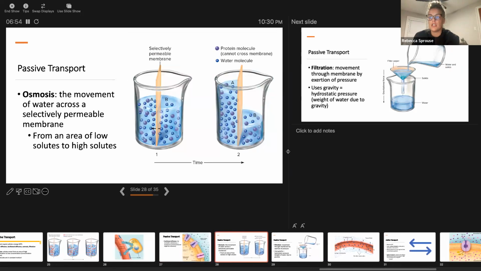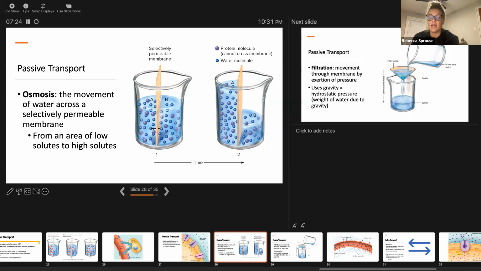When we talk about diffusion of water, we're talking about passive transport. So osmosis is the movement of water across a membrane, and we can safely assume that water can cross this membrane. And the interesting thing about osmosis is it's interested in water, but it's moving from an area of low solutes to high solutes. And I don't like to use the term high water to low water because it's really important that you think about it in terms of solute concentration.